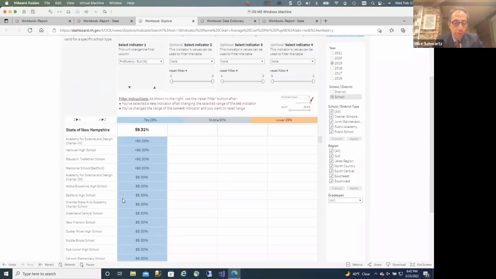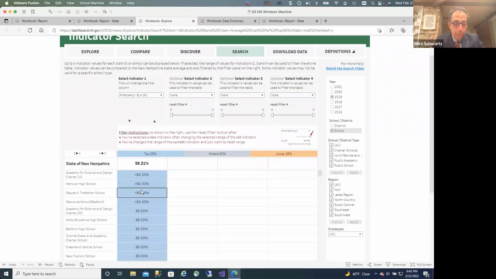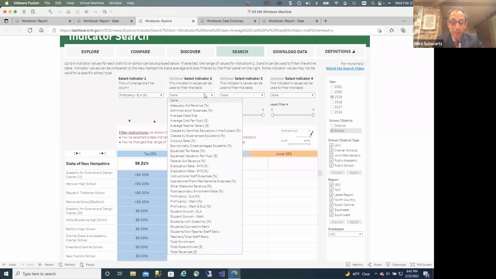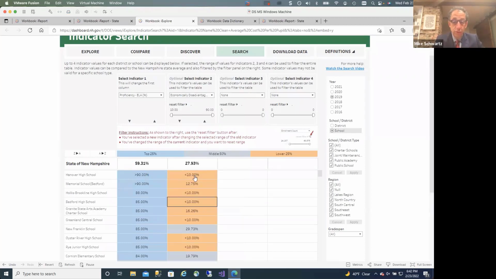And it's showing me all the schools across the state and how they're doing. So again, as we saw before, schools like this one in Newcastle have a very high percentage of students who are proficient. But what we wanted to look at was schools that also have high poverty. So I'm going to choose economically disadvantaged students. And so now it's going to show me for each one of these schools what percentage of the students are living in poverty. So obviously in Newcastle, they have a very small number of students living in poverty, actually for many of these towns.